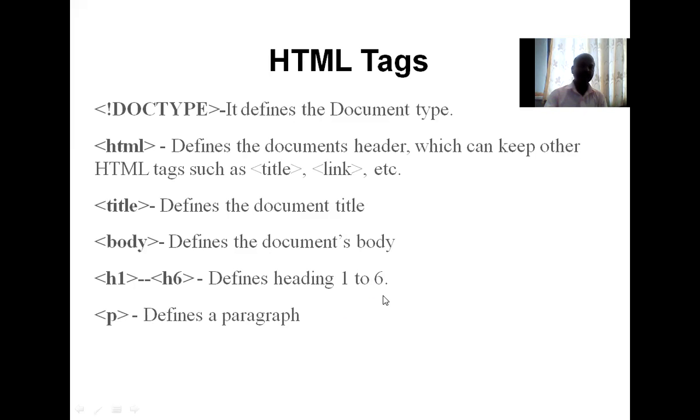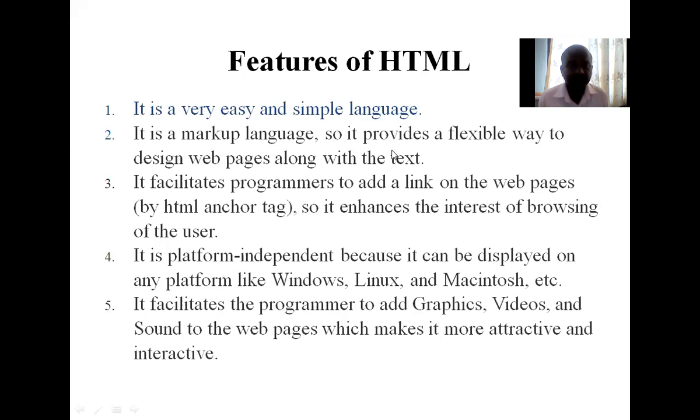P indicates a paragraph. Then what are the different properties, advantages or features of HTML? So there are some features of HTML, properties of HTML, or advantages of HTML. First, it is a very easy and simple language. Second, it is a markup language, so it provides a flexible way to design web pages along with the text.